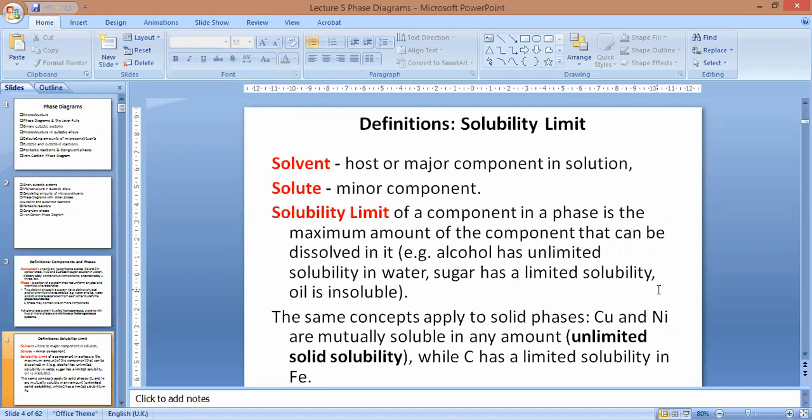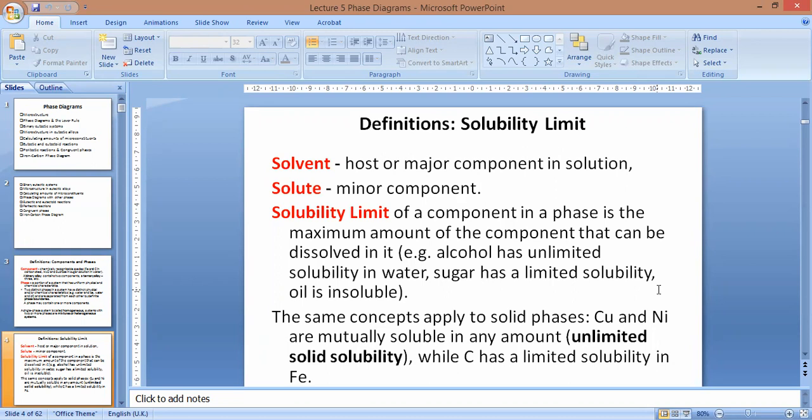Okay, so we come to one other important one, which is the solubility limit. But before we get there, we need to know what a solvent is. I think we discussed this. A solvent is a host or major component in a solution. A solute is a minor component. So in the case of water and sugar, the solute is sugar, while water is the solvent, which is the major component in the solution.